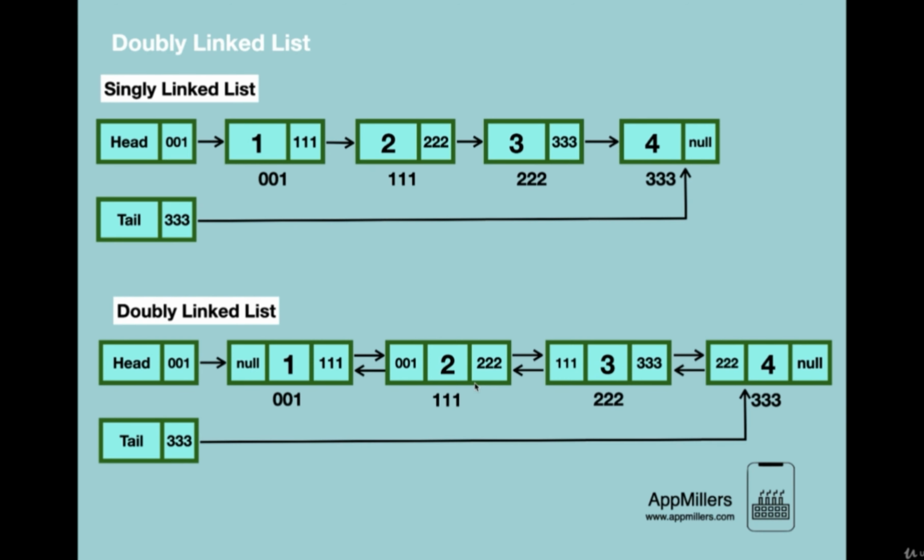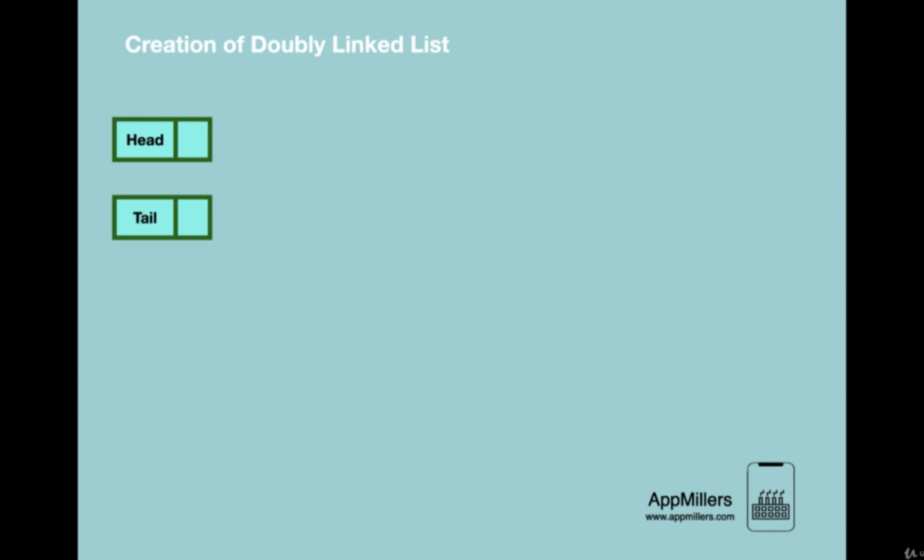Now let's see how we can create a double linked list. The first thing that we are going to do here, we need to create head and tail references, and then we will create a blank node. Then after creating a blank node in the memory, we assign a value to this node. Let's say the value of this node is 5. Since it's the only node in the list, the previous and next references will be null.